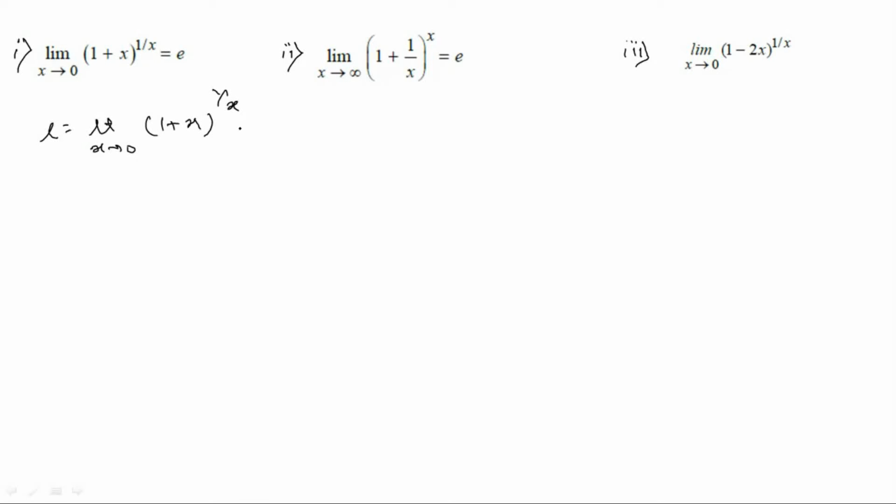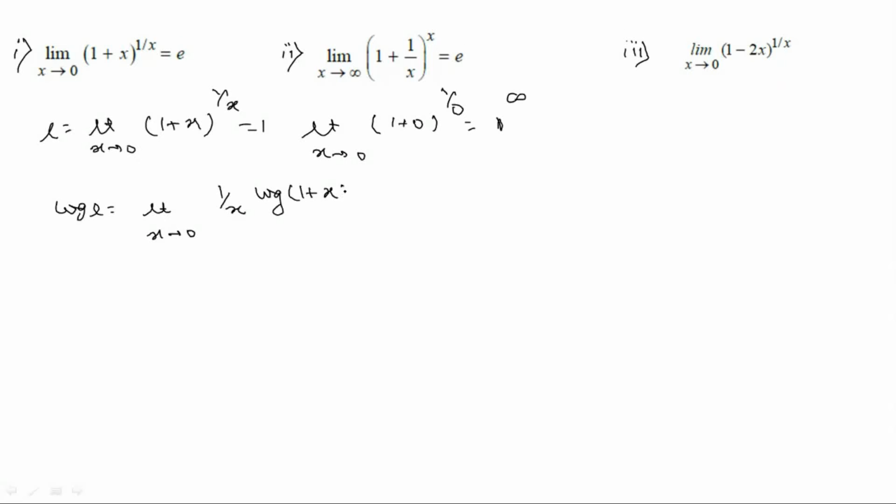Now if we put x is equal to 0, then limit x tends to 0, (1 plus 0) to the power 1 by 0. 1 plus 0 is 1 and 1 by 0 is infinity. As we have already discussed, if we reach the indeterminate form like 1 to the power infinity, we use the logarithmic approach. So take log on both sides: log L is equal to limit x tends to 0, 1 by x log (1 plus x).